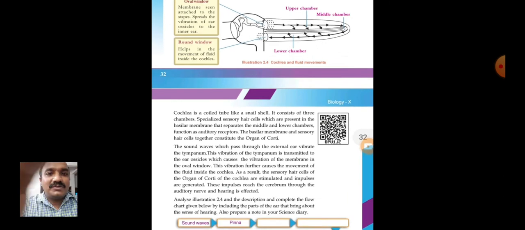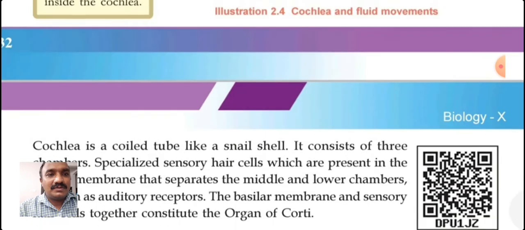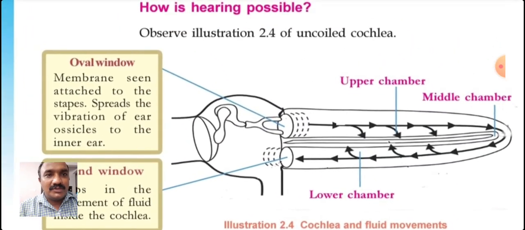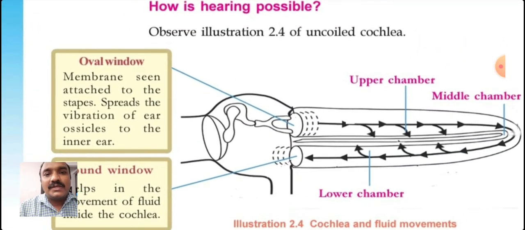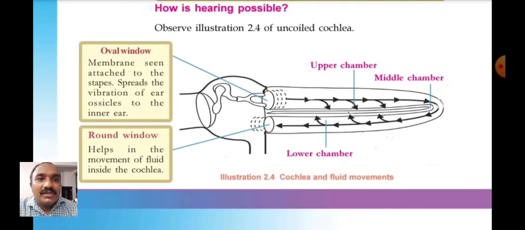Now look, the shape of the cochlea. Cochlea was just like a snail shell in the last picture. When it is opened, it will be like this. Look, there are 2 parts you have to note. One is the oval window and the other one is the round window.